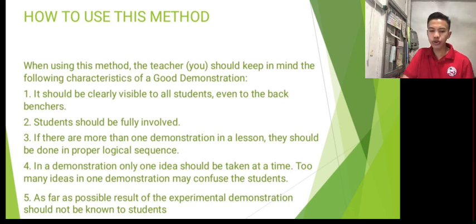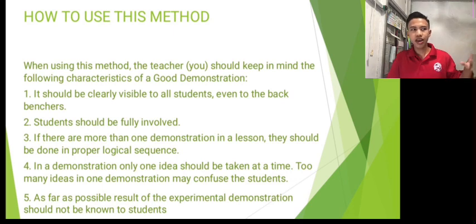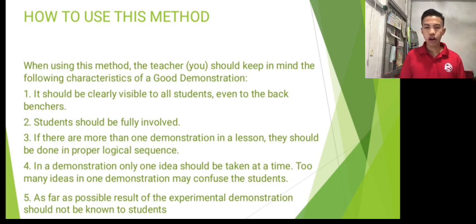So maybe we could reduce our ideas into one. Our idea also needs to be concrete and concise, of course. Number 5: as far as possible, the result of the experiment demonstration should not be known to students. So the result, as much as possible, should not give them a very vivid idea of what happened. Let them be hanging, so they still think about what the ending of that experimentation was.